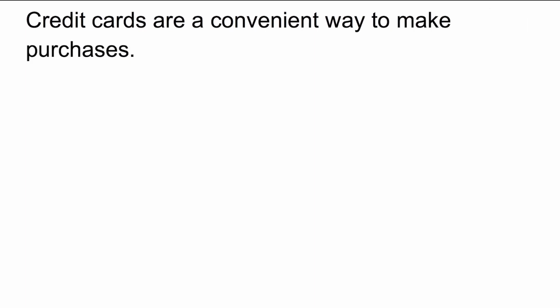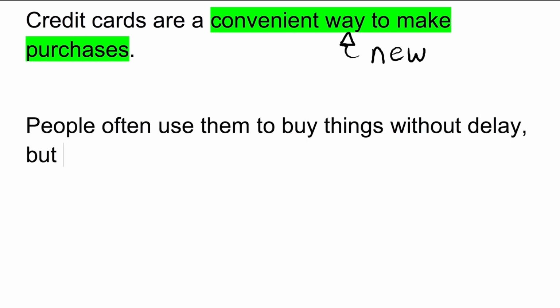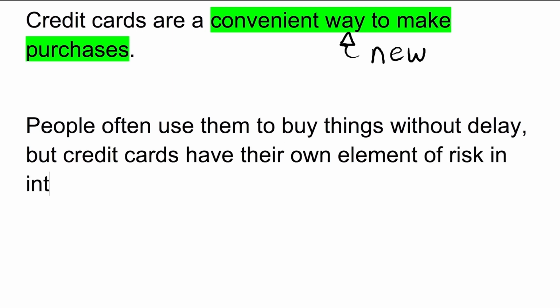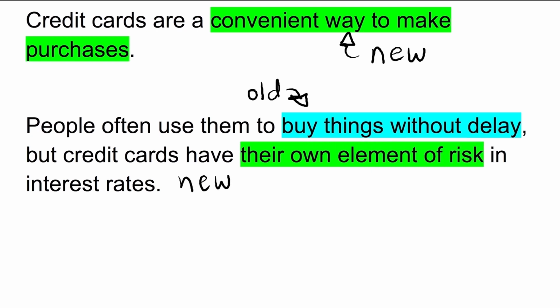Let's say you're writing a paper on the use of credit cards to pay for living expenses. You may have a sentence like, "Credit cards are a convenient way to make purchases." Here, the convenience of credit cards is new information. "People often use them to buy things without delay, but credit cards have their own element of risk in interest rates." The old information, credit cards as a convenient purchasing tool, was included here along with new information on the risk of credit cards.